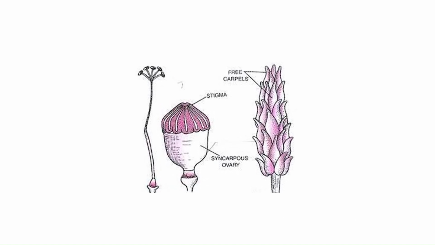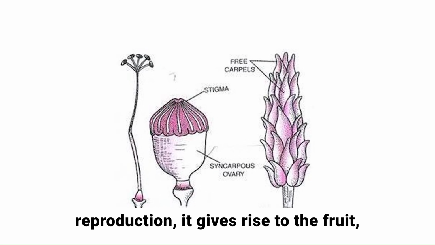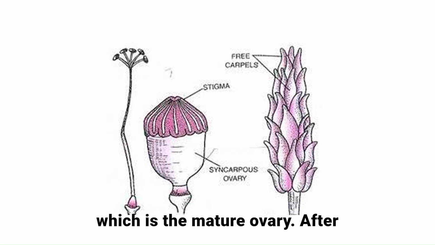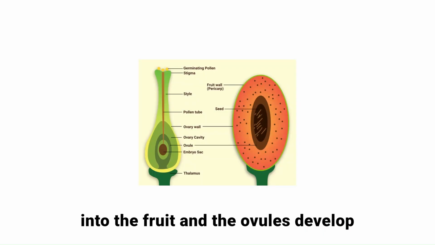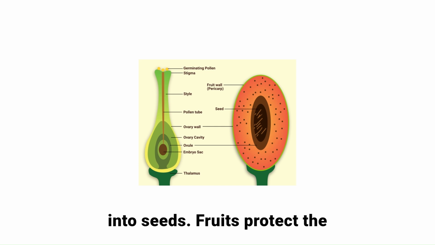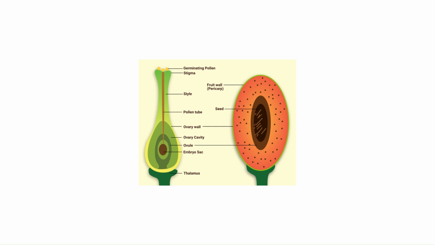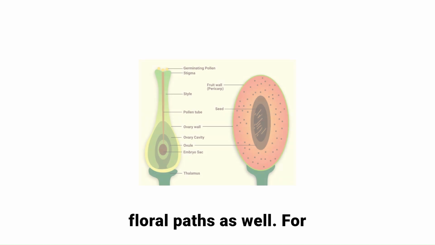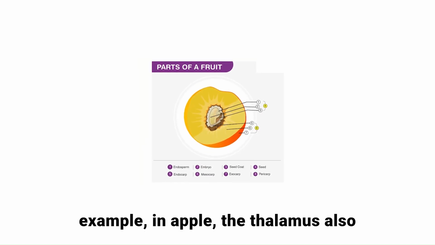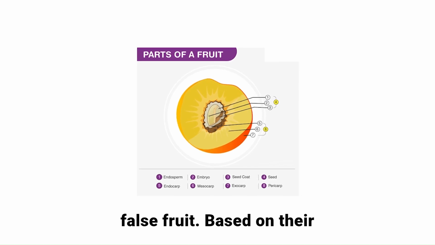As the flower completes its role in reproduction, it gives rise to the fruit, which is the mature ovary after fertilization. The ovary develops into the fruit, and the ovules develop into seeds. Fruits protect the seeds and aid in their dispersal. A true fruit develops from the ovary alone, while a false fruit includes other floral parts as well. For example, in apple, the thalamus also contributes to the fruit, making it a false fruit.